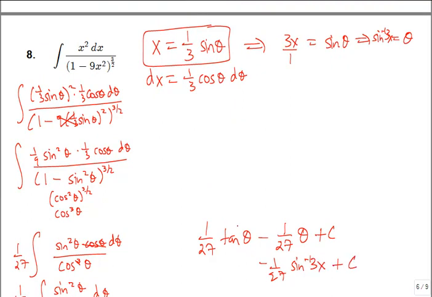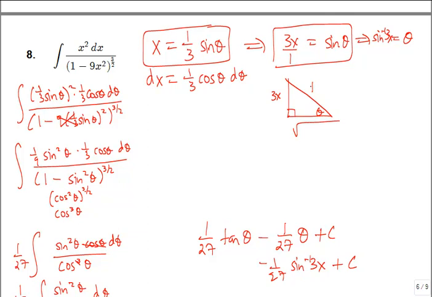Okay, now we need to know what tangent of theta is. So to get that, I'm going to need my triangle. So what we have here is sine of theta equals 3x over 1. Remember, sine is opposite over hypotenuse. So the opposite side is the 3x. The hypotenuse side is the 1.